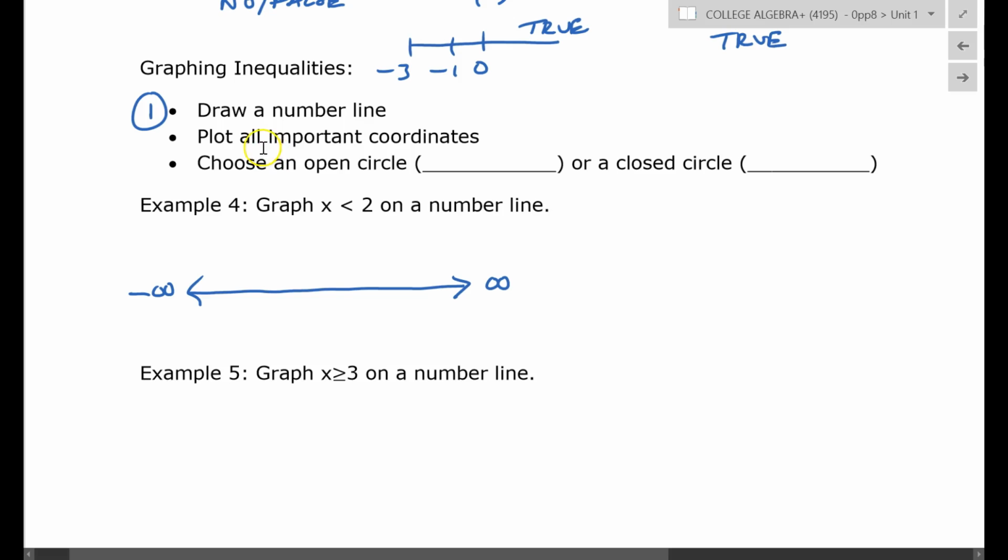Now I want to plot all important coordinates. So in this case, the only thing that I'm really interested in is the number, which is 2. Then what I have to do is choose an open circle or a closed circle. Now here's what this means. An open circle is going to be this or this. A closed circle is going to be this or this. Here's what it means. Closed means equal to. Open means not equal to.